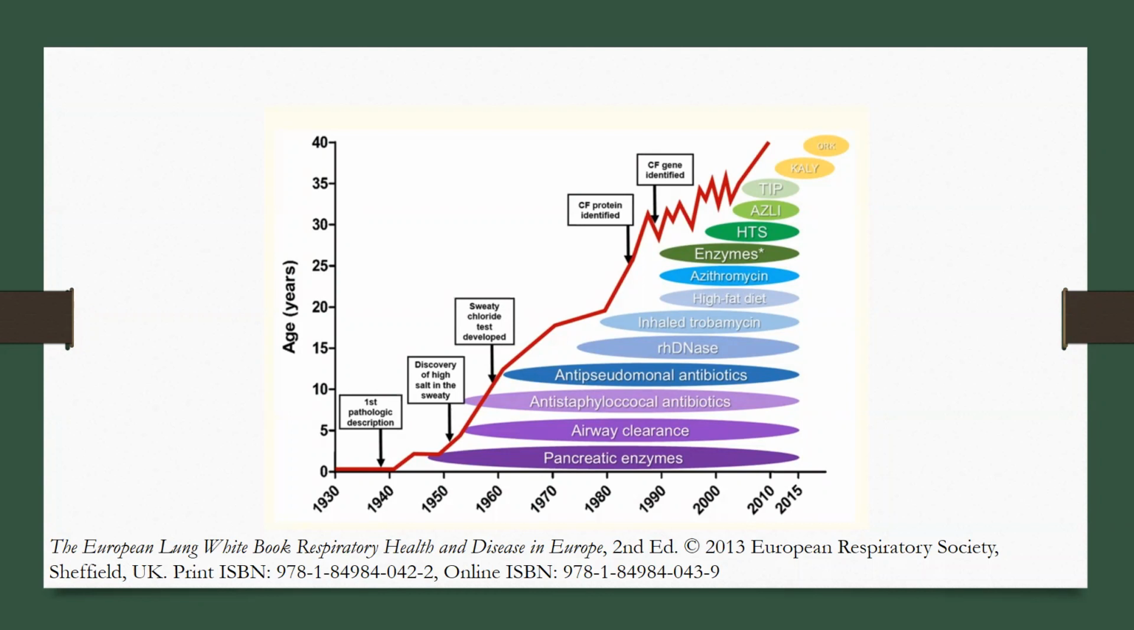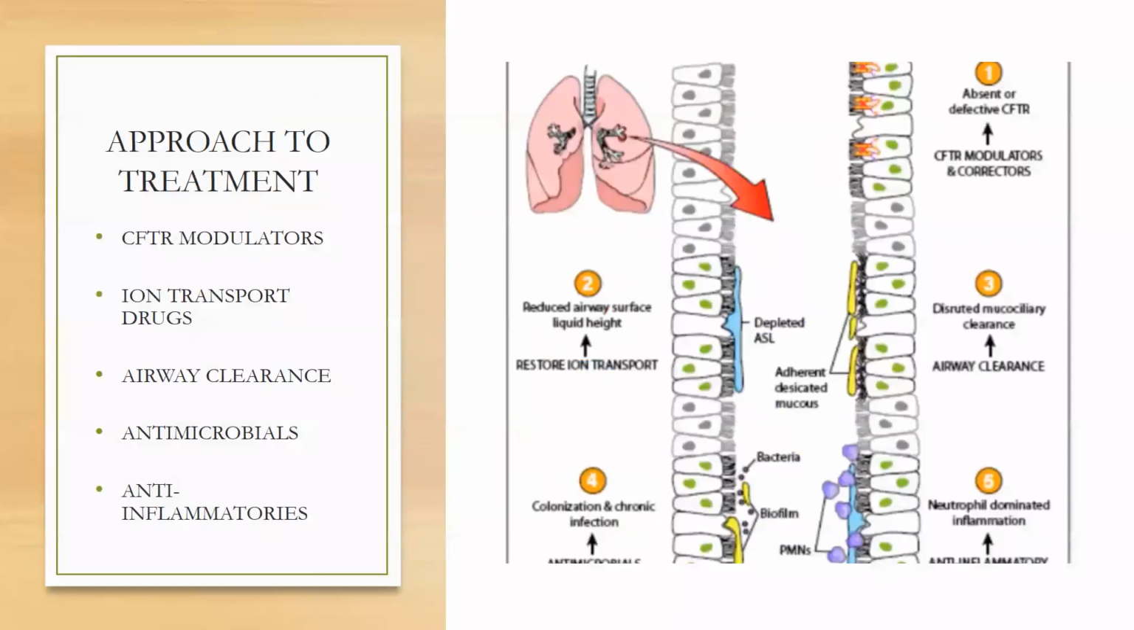And as you can see, the age goes from 25 to 30. After identification of the protein, we've had significant changes in mortality of these patients. So how do we approach treatment? We'll start off first with the CFTR modulators, because this is fairly new. Actually, a lot of them have come out just in the last couple of years.